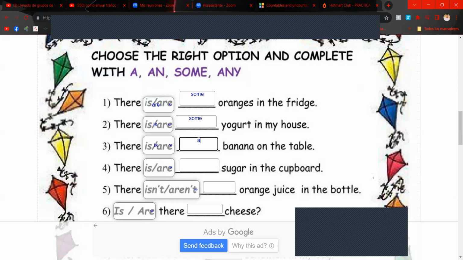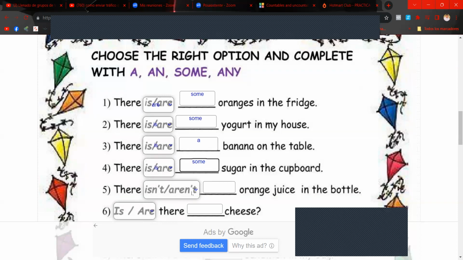There is sugar in the cardboard. Azúcar en el repostero. Come on, you have to tell me this. There is some sugar in the. There is some sugar. Yeah, but there is sugar on what? Tell me. Some. There is some, very good, because it's uncountable and it's positive, right? There is some sugar in the cardboard.